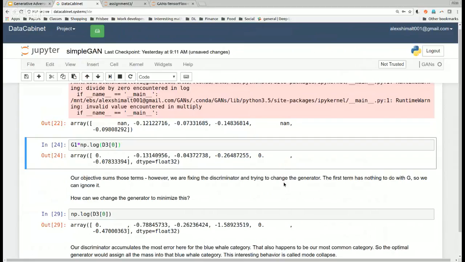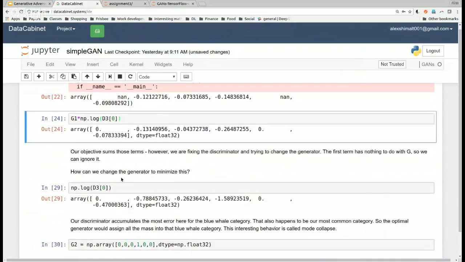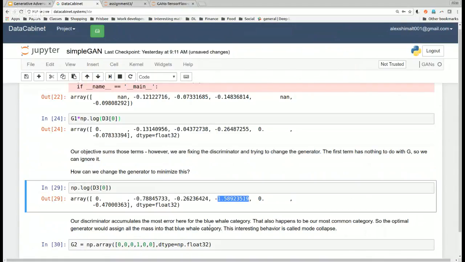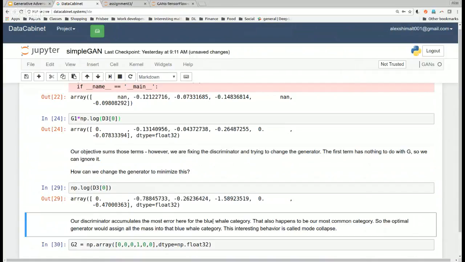So this means that our discriminator is accumulating the most error for our blue whale category, which is actually also our most common category. So if we wanted to do it in this iterative way, the way our generator would improve the most is that, because blue whales are misclassified the most, it's going to put all the probability mass onto blue whales, because that's going to lead to the most improvement.